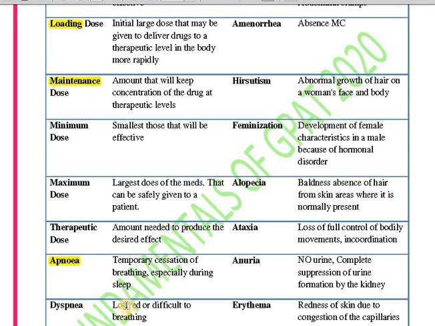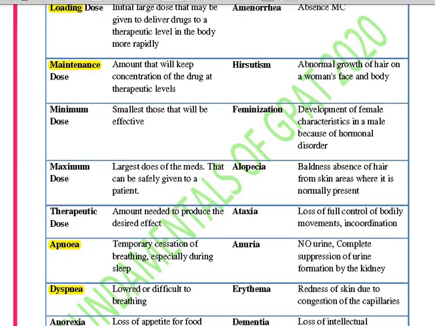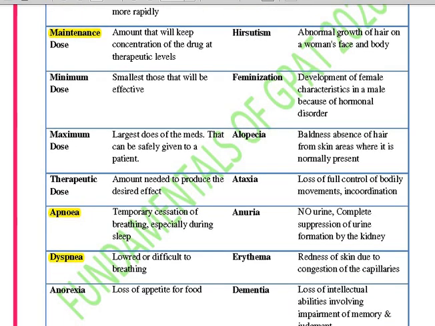Okay, next term is dyspnea. Dyspnea means lowering of breathing rate or difficulty in breathing. Difficulty in breathing or lowering of breathing rate is known as dyspnea. Next term is anorexia. Anorexia means loss of appetite. You do not feel hungry because of some medicine, that is known as anorexia.